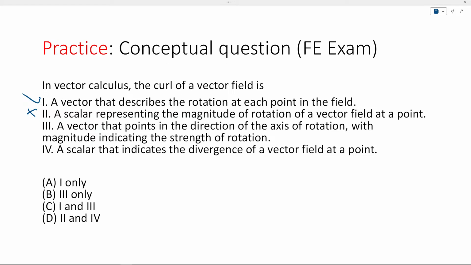A vector that points in the direction of the axis of rotation, with magnitude indicating the strength of rotation. Yes, that's exactly what it does. So that's why that one is wrong, but this one is true. A scalar that indicates the divergence of the vector field at a point. We know that this is wrong. So let's see here. 1 only, no. 3 only, no. 1 and 3, yes. 2 and 4, no. So the correct answer here will be C.